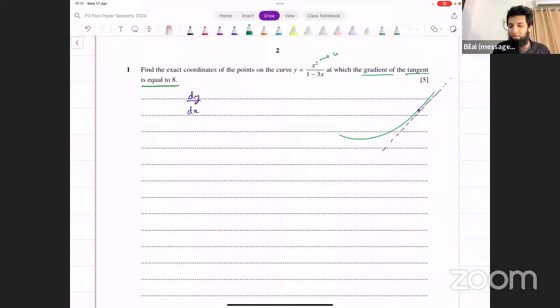You can say this is u, this is v. What's the quotient rule? It looks like this: vu dash minus uv dash, divided by v squared, right? When differentiated, this is what you end up getting.